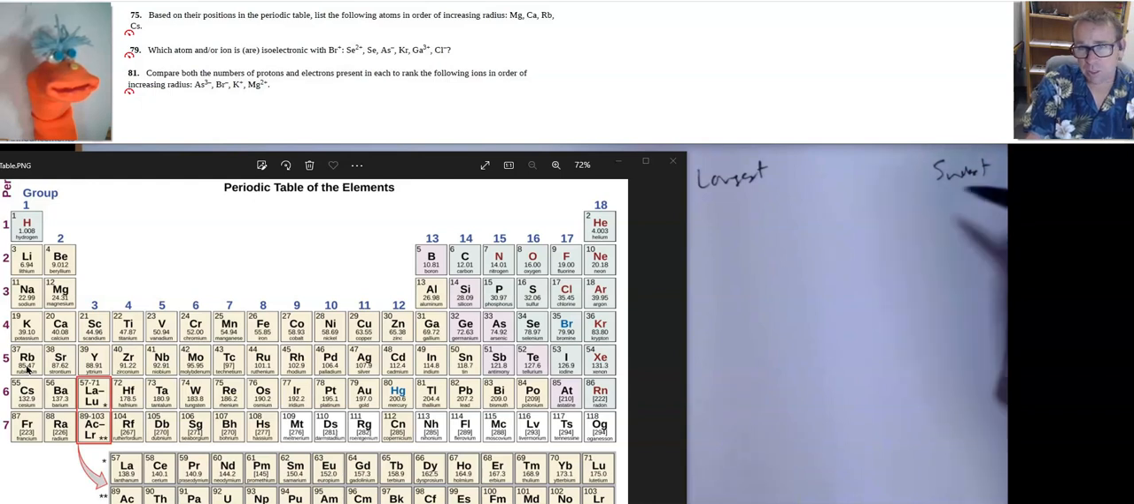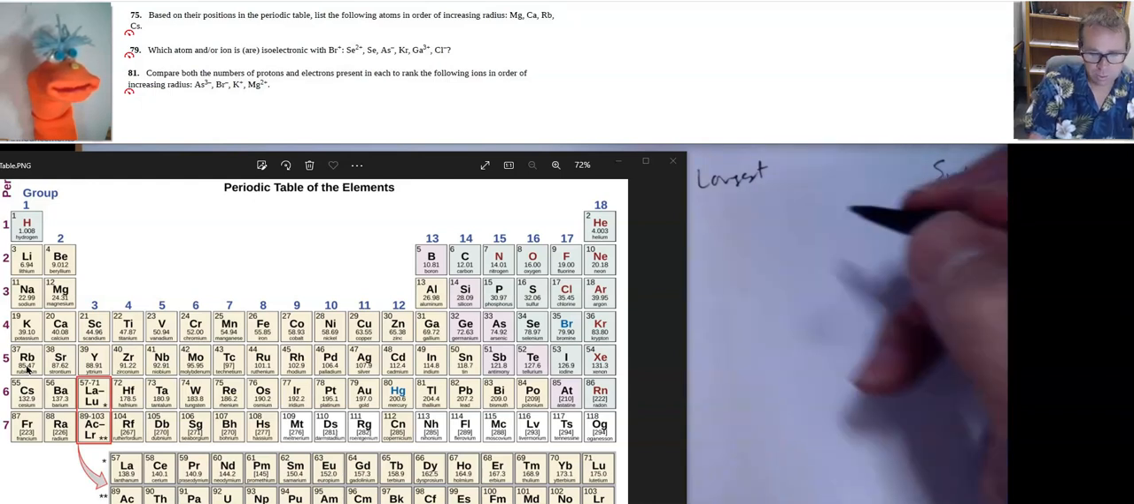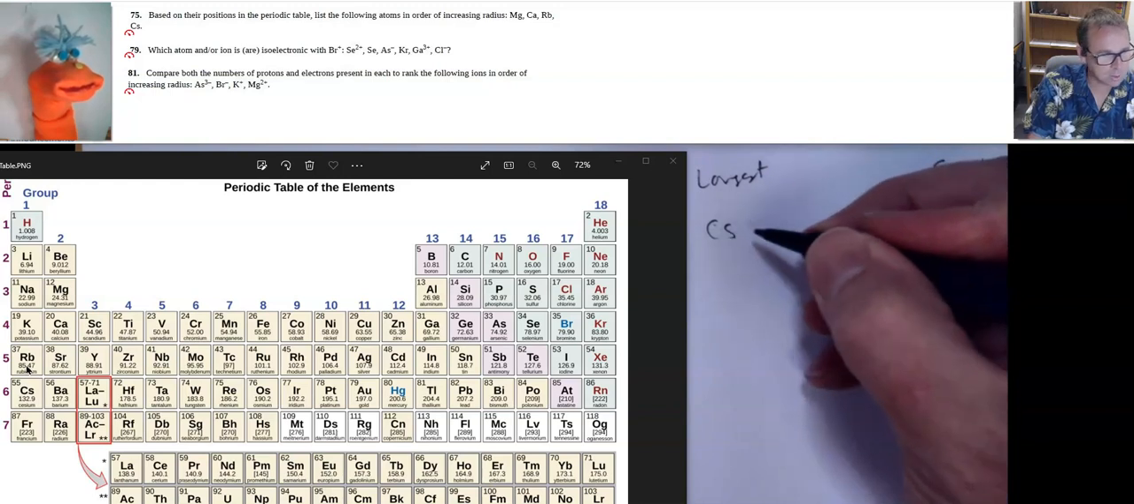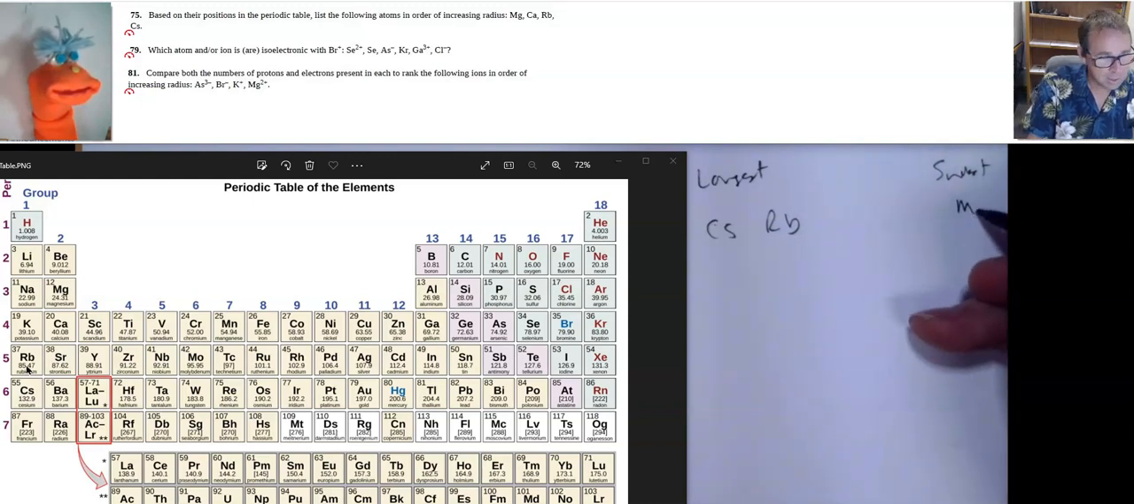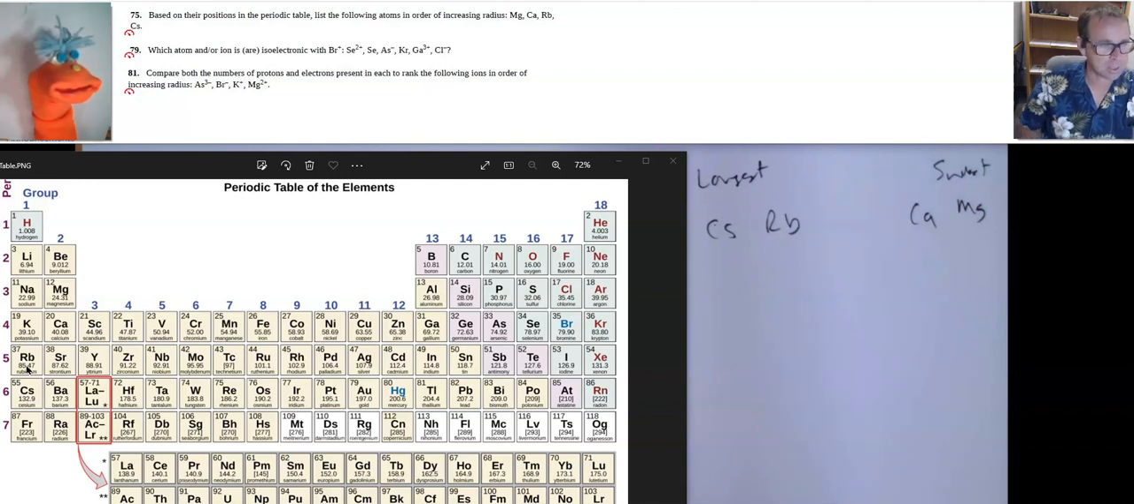Oh, increasing order, they wanted smallest to largest. That's all right. Largest is easy to pick out. Cesium, and then rubidium, and then what? Then isn't it just calcium and magnesium? That's right. So magnesium is the smallest, calcium is next. All right. Size going up and down like that is really straightforward.